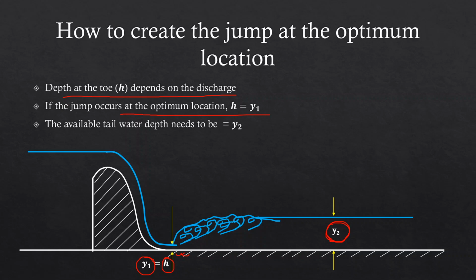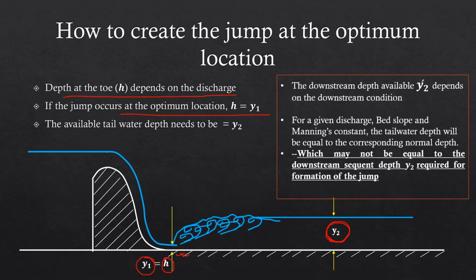But the problem is the downstream depth available may not be equal to y2, it may be some other depth, y2 dash, and that will depend on the downstream conditions, such as for a given discharge, bed slope, Manning's coefficient, the tailwater depth will be equal to the normal depth for that particular discharge, and which may not be equal to the sequent depth required. So it is some other depth. It may be less than the required depth, or it may be more than the required depth. Now let's explore those options.